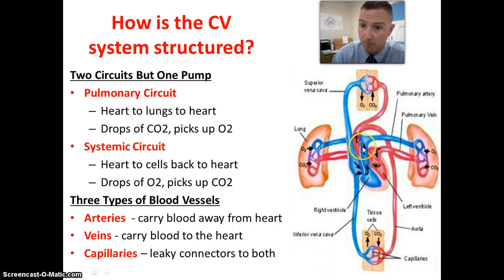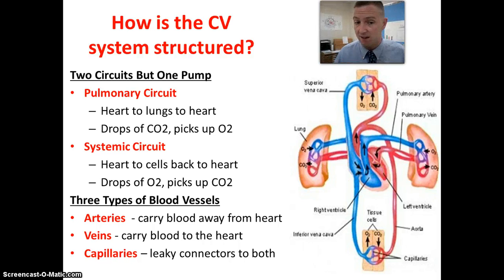If you notice, blood going away from the heart to the lungs is blue because it's deoxygenated. It doesn't have a lot of oxygen in it. When blood is oxygenated, it turns red. Okay, coming back from the lungs, it's red. Going to the cells, it's red. Drops off the oxygen. Now it's blue again because it doesn't have as much.